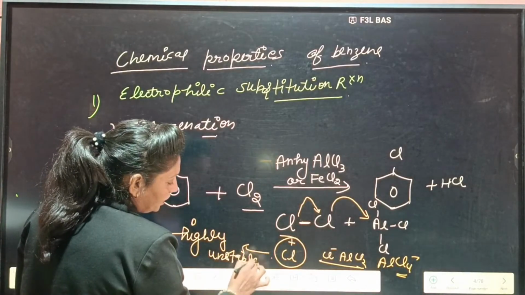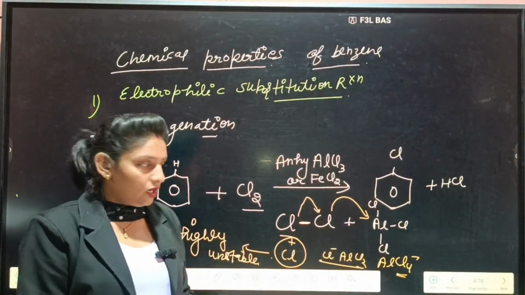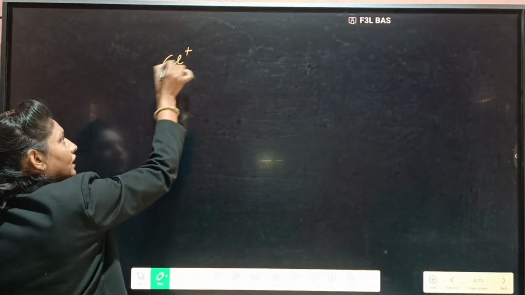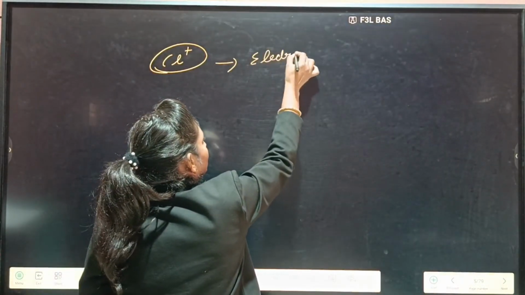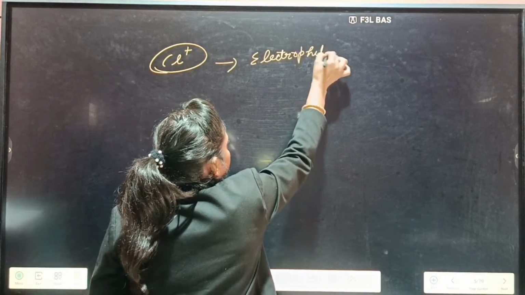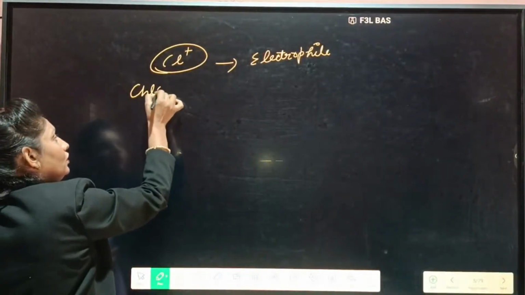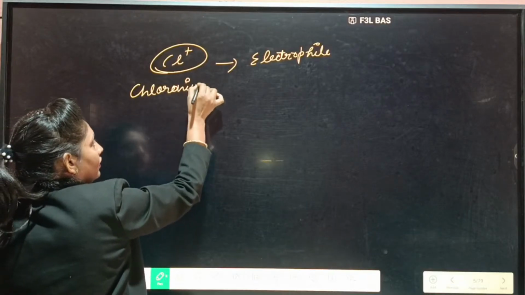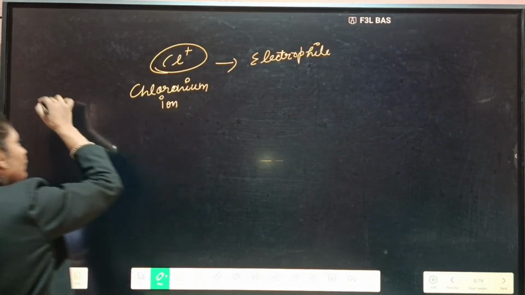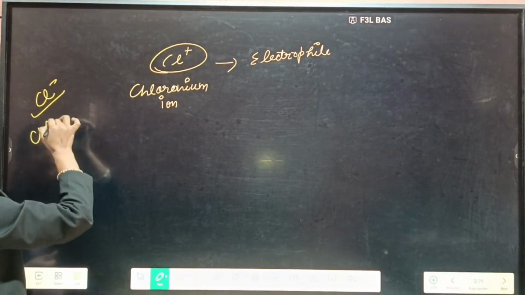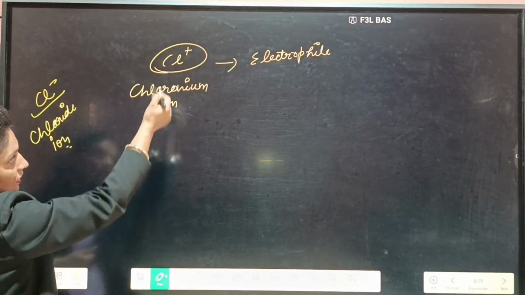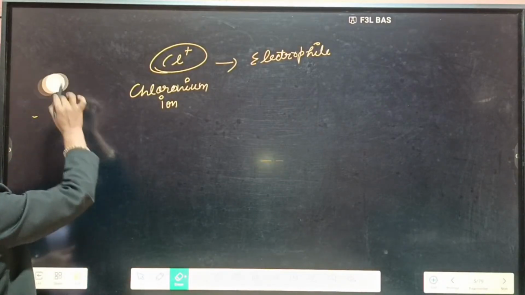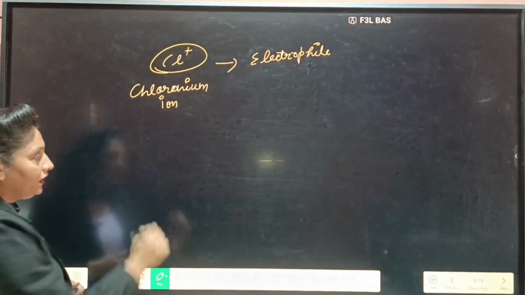Now students, it needs electrons. From where can it take them? We have an electrophile. Electrophiles are electron loving. Our electrophile is the chloronium ion. This Cl positive is known as the chloronium ion. If it is Cl negative, this is the chloride ion. But here generation of the electrophile takes place. This one is the chloronium ion. Then students, from where can it take electrons?